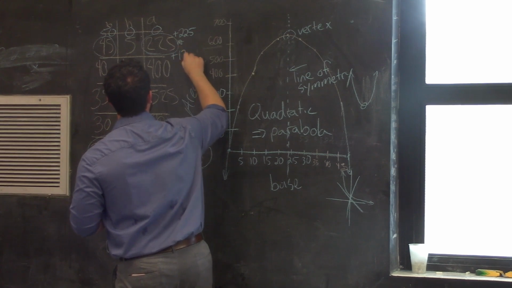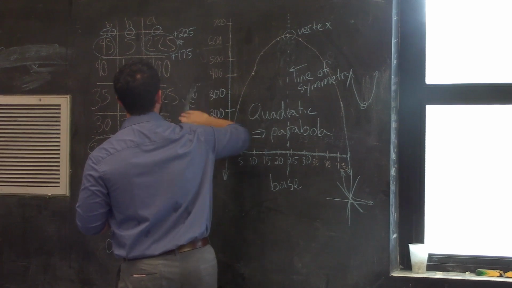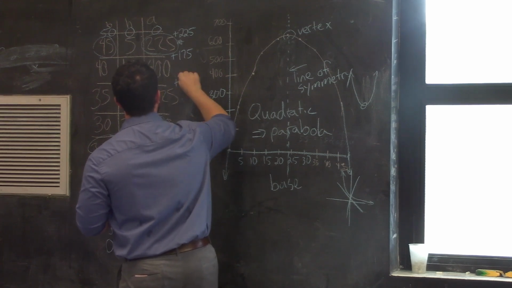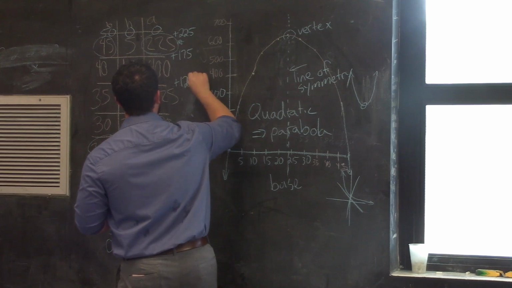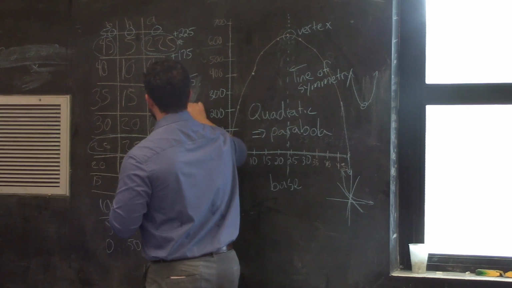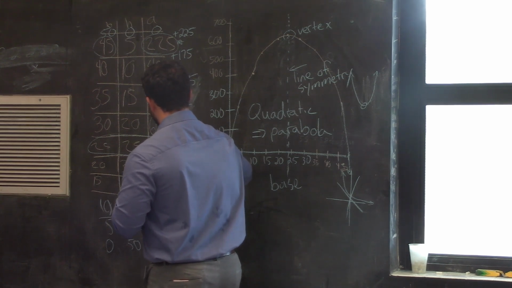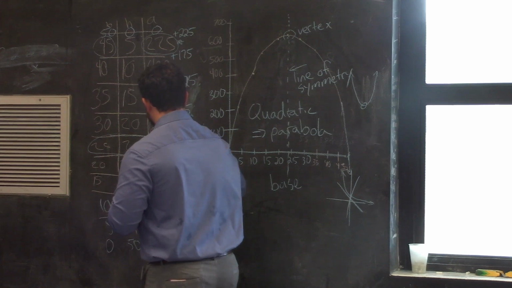225 plus 175 is 400. 400 plus what is 525? 125. Anyone know what I need to add to 525 to get to 600? 75. Just 75. 600 to 625 is 25. 625 is 600 plus 25.